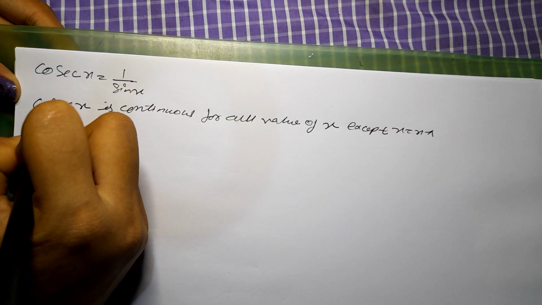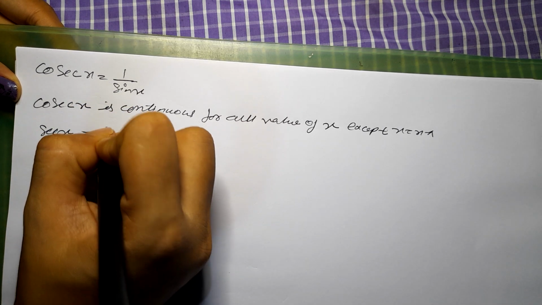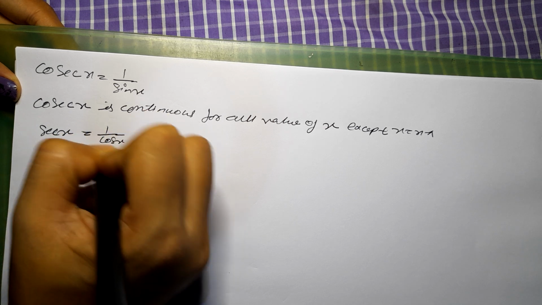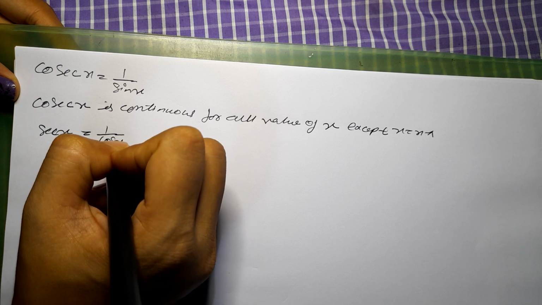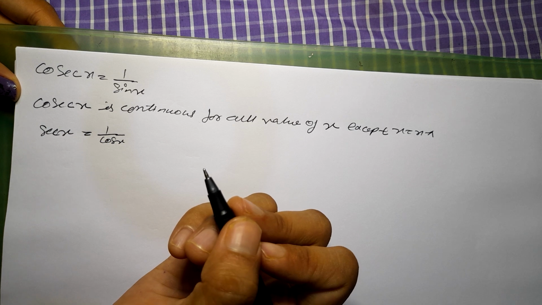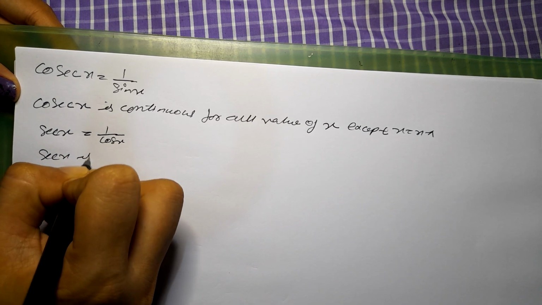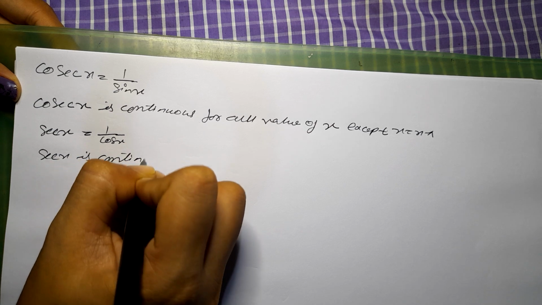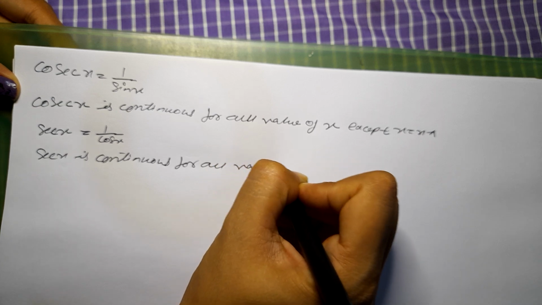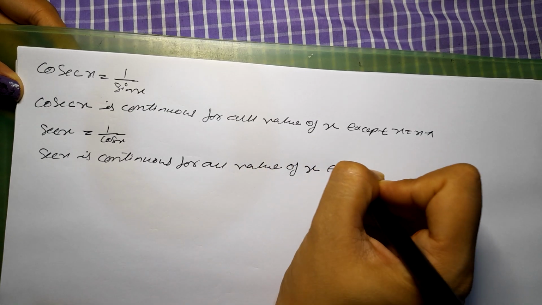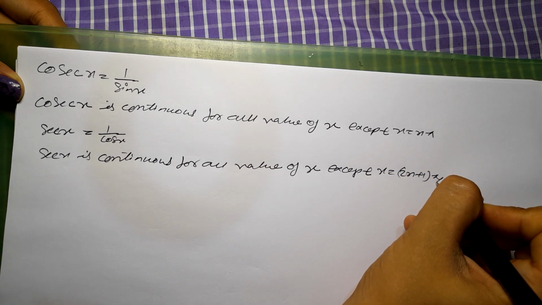Now for sec x, sec x is the reciprocal, 1 by cos x. The function will be continuous for x except where we have to exclude the part when cos is 0. When is the cos 0? Cos is 0 at (2n plus 1) pi by 2. So sec x is continuous for all values of x except x equal to (2n plus 1) pi by 2.